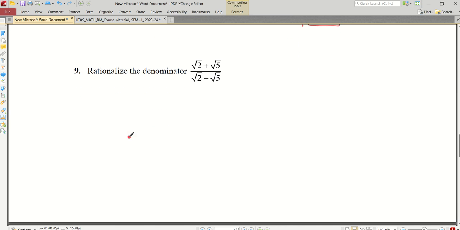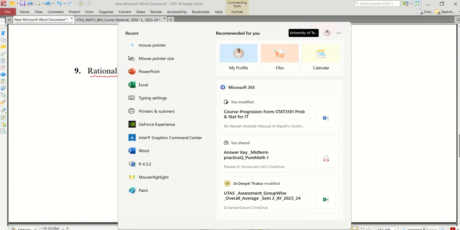What is the fourth type of question? Fourth type, this is the example in your book. You can practice the question from there also. Otherwise, what I told you, what we need to do? Rationalize.